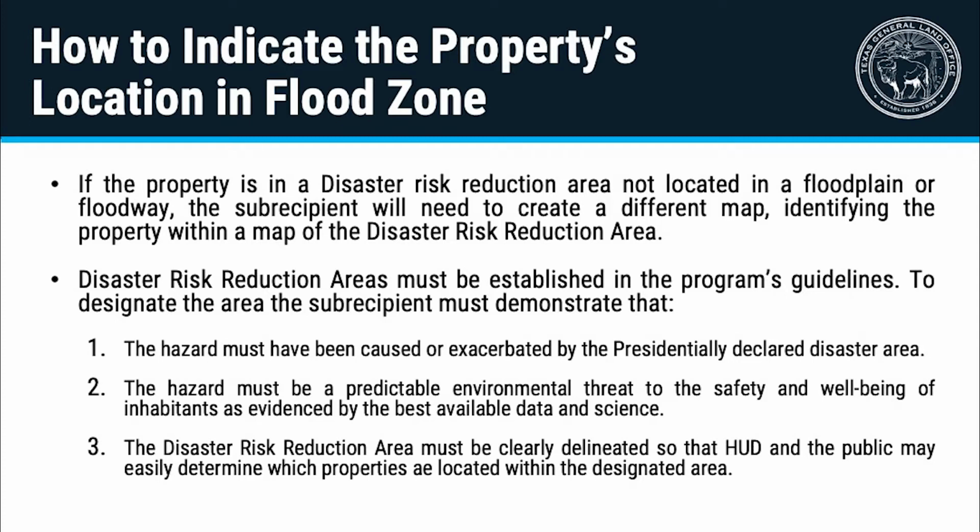To designate the area, the subrecipient must demonstrate that the hazard must have been caused or exacerbated by the presidentially declared disaster area. The hazard must be a predictable environmental threat to the safety and well-being of the inhabitants as evidenced by the best available data and science. The disaster risk reduction area must be clearly delineated so that HUD and the public may easily determine which properties are located within the designated area.